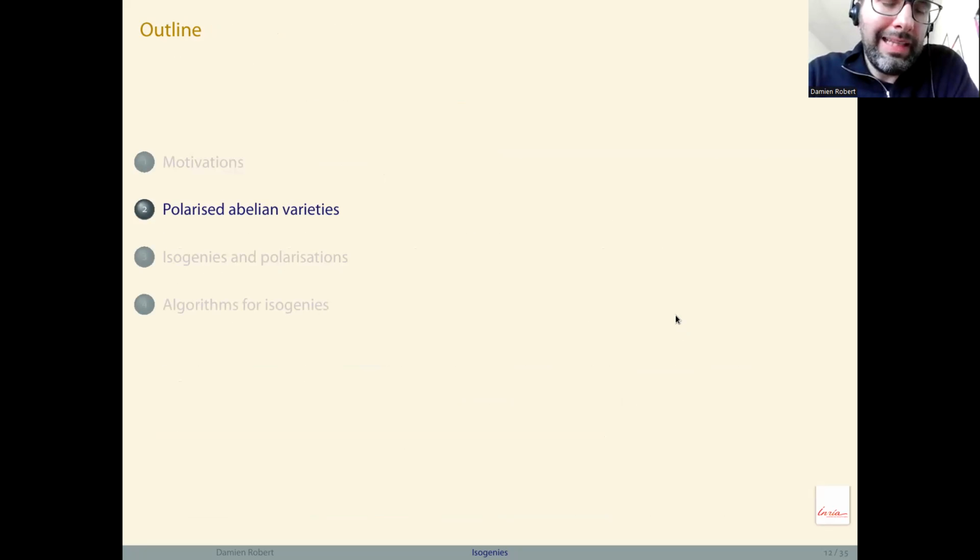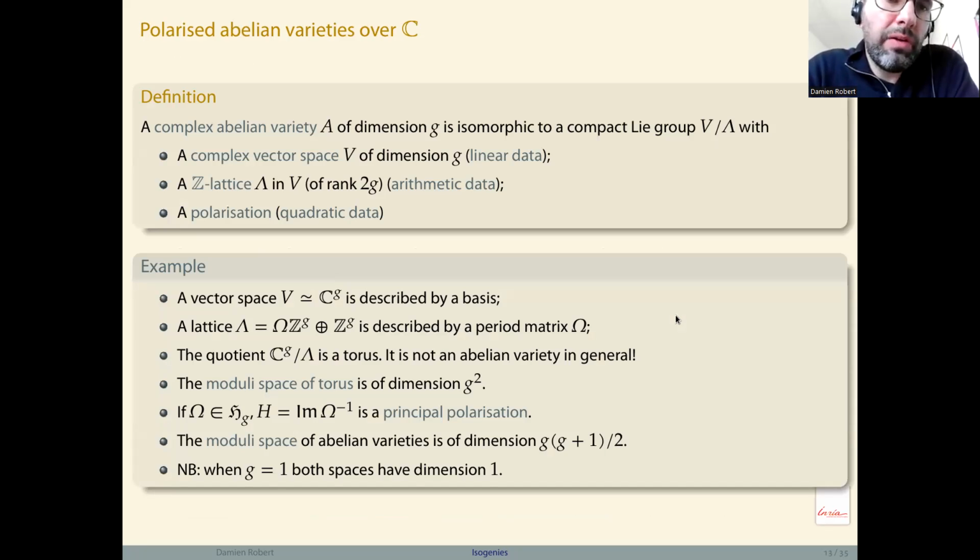And now I need to explain why we are looking at polarizations for abelian varieties, and polarized abelian varieties for isogenies. It's easier to explain how it works over the complex numbers, because an abelian variety over C has quite an explicit description. It's given by a quotient V over Lambda, where V is a complex vector space of dimension g. So it's a linear data. Lambda is a Z-lattice of rank 2g, arithmetic data. And you need something more to get an abelian variety. What I've described here is a torus, but not every torus is an abelian variety. You need a polarization to get an abelian variety.